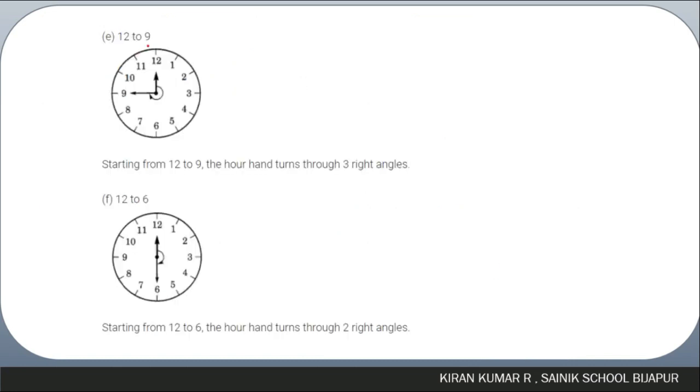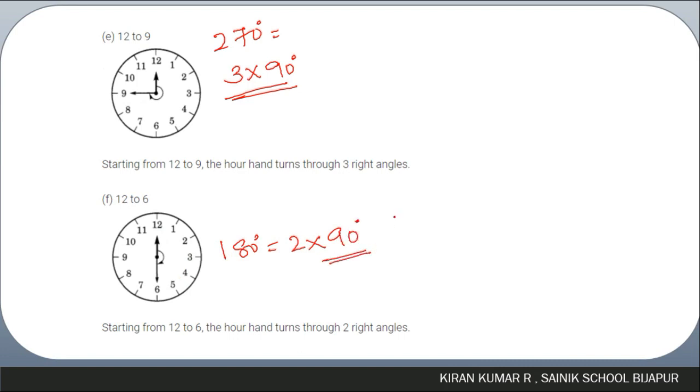Next, from 12 to 9. From 12 to 6 it will be 180 degrees, from 6 to 9 it will be 90 degrees, so totally 3 times of 90 degrees it has undergone, or 270 degrees. Next, we have 12 to 6. From 12 to 6, it makes 180 degrees, which is the same as 2 right angles. Let's look at the next question.